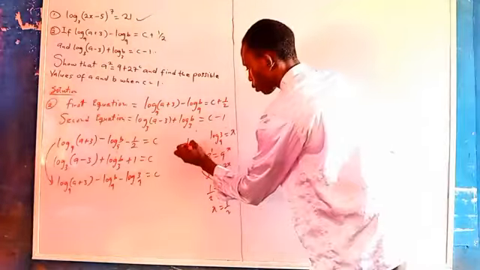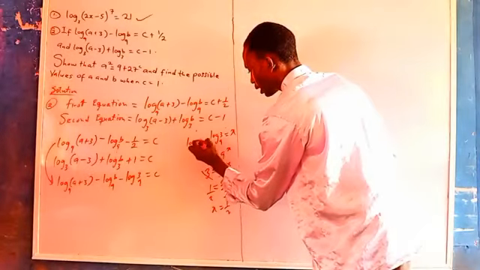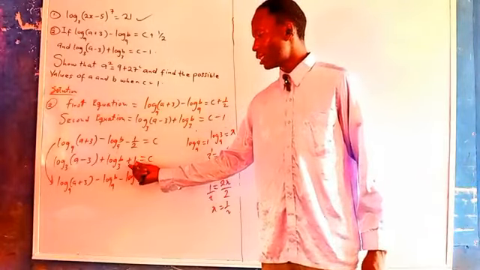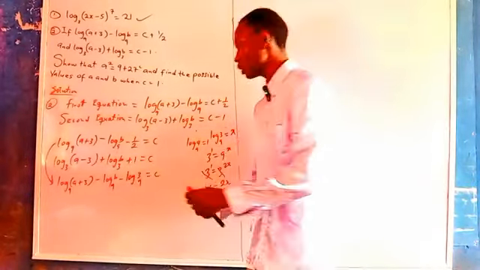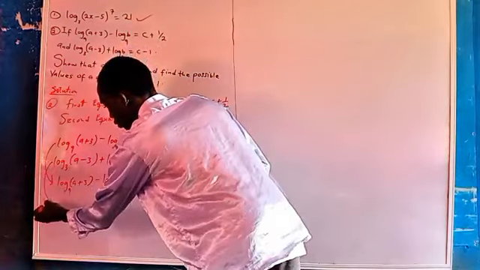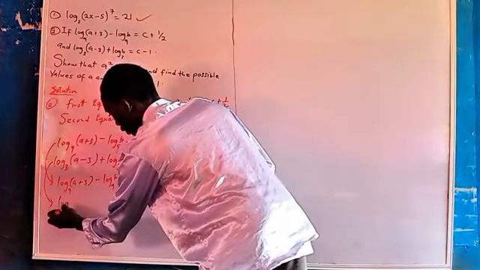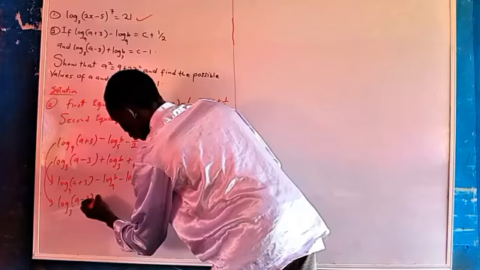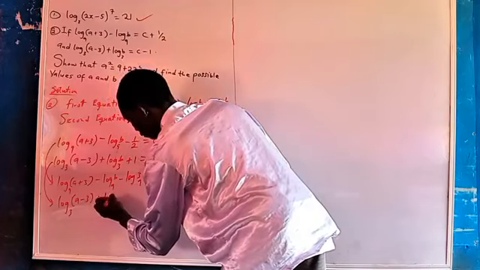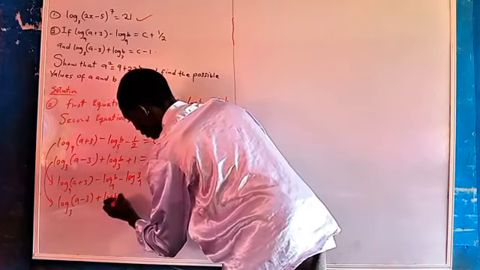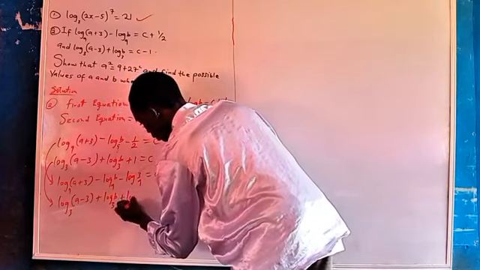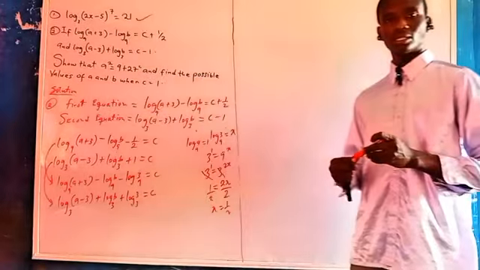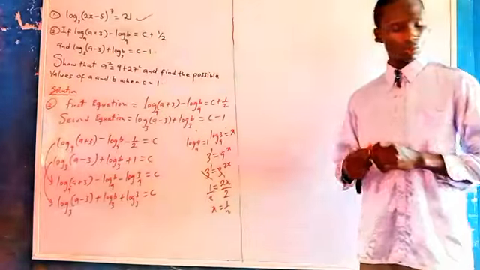Don't forget that log of a base a is also equal to 1. So that tells us that log of 3 base 3 will be equal to this 1. So now this second equation will become log of (a minus 3) base 3 plus log of b base 3 plus log of 3 base 3 equals c. Everything is now set to logarithm.